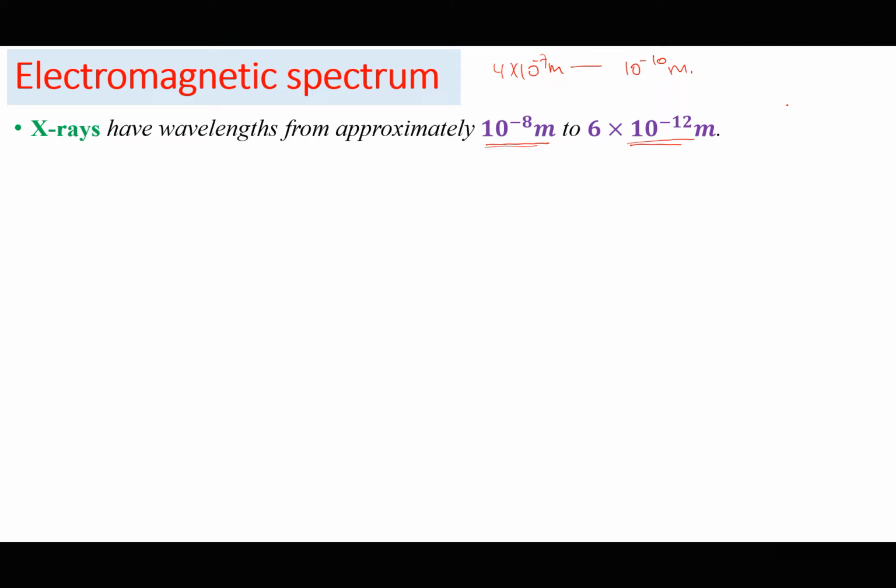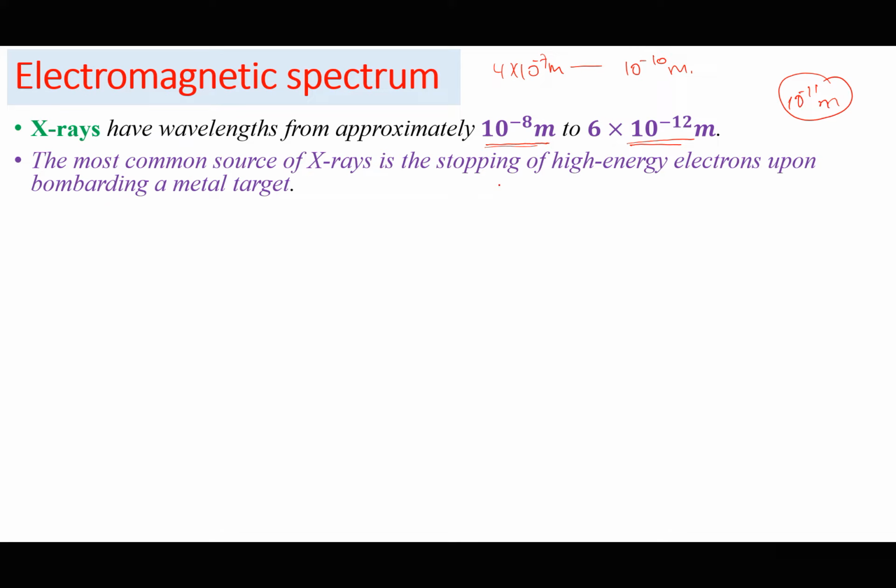Many times students quote the estimate to be 10 to the power of minus 11 meters as the wavelength of X-rays. So you'll always see 10 to the power of minus 11 very commonly stated as the wavelength of X-rays. But there's always an overlap. There's no clear boundary between one wavelength region and another. The most common source of X-rays is the stopping of high energy electrons upon bombarding a metal target. So here we have accelerating electrons, which when they collide with a metal target, decelerate rapidly and produce X-rays. We shall see this in quantum physics.